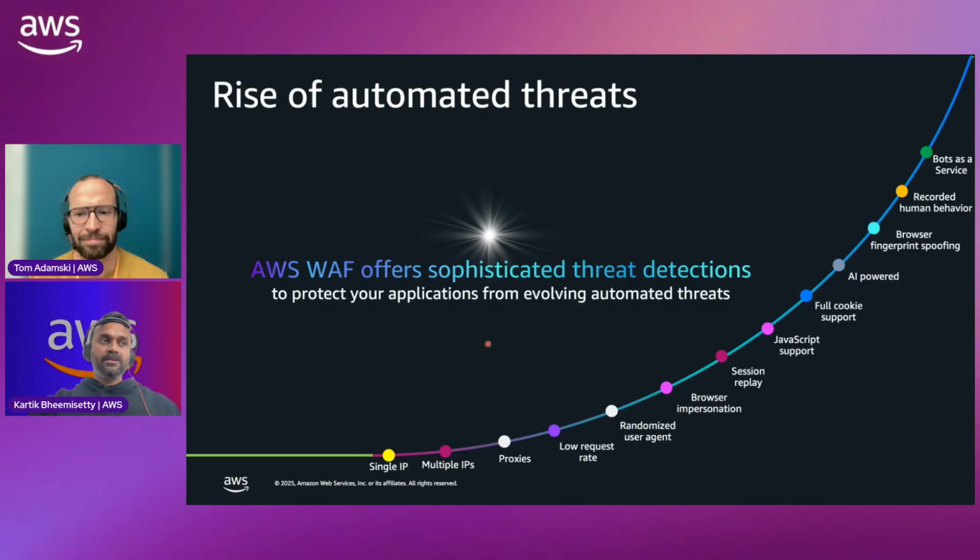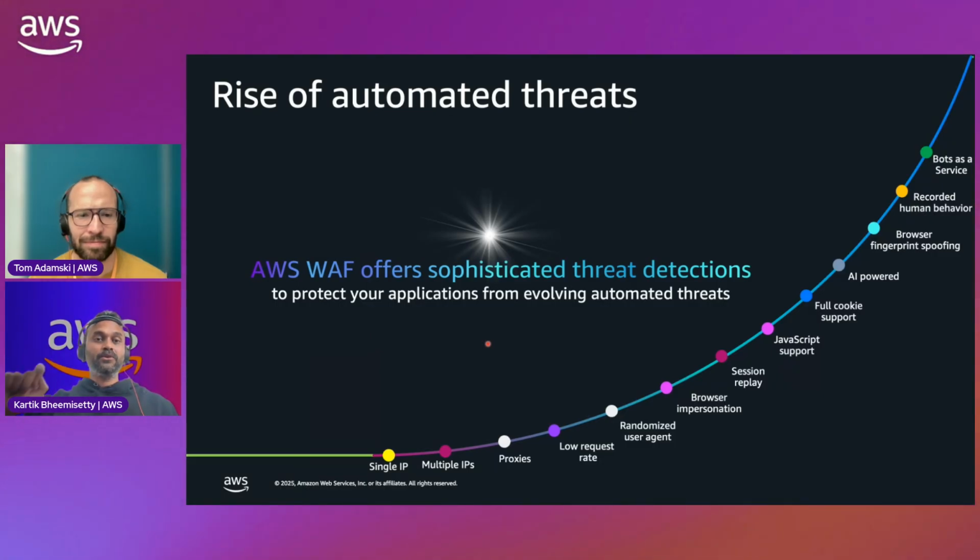Over the years, application threats have increased from attacks happening from a single IP to multiple IPs. Now there are services like bots as a service, where users can subscribe and then attack someone like that. So it's more sophisticated. Even bots can behave as if they are humans. It's very, very tricky if you want to detect those kinds of traffic.